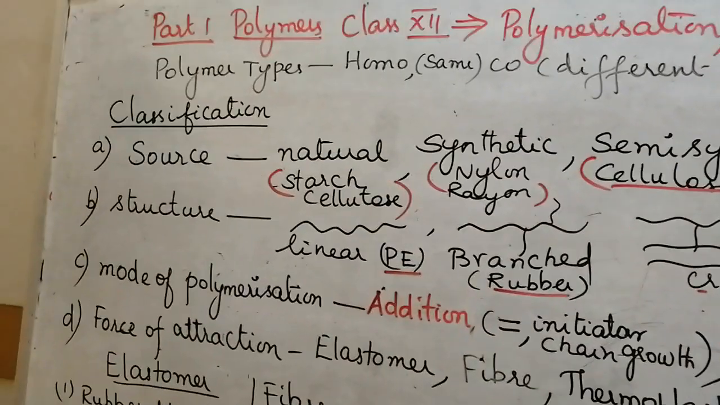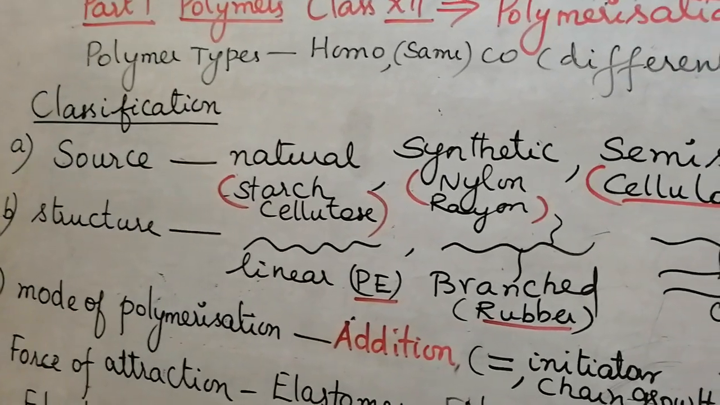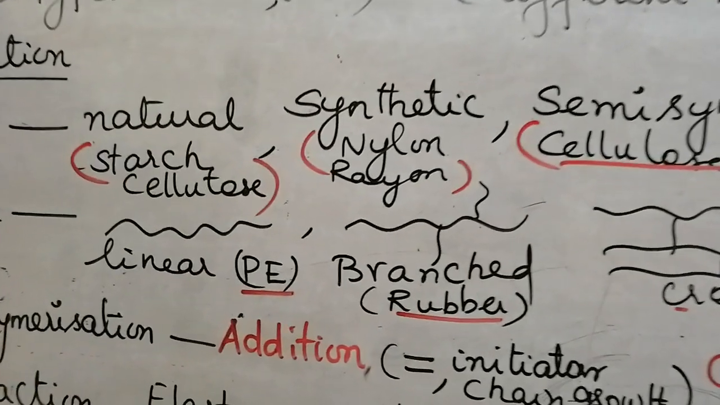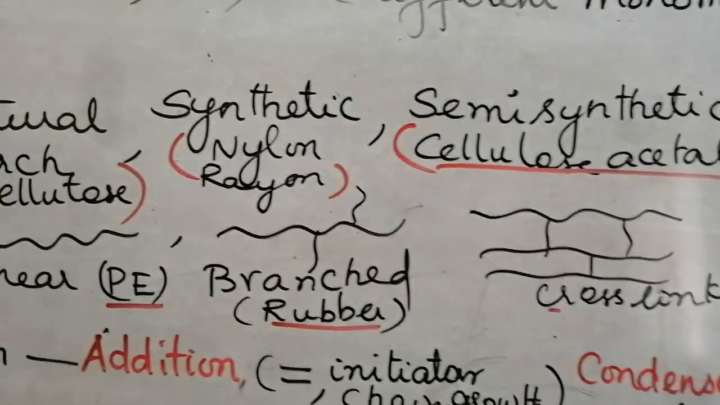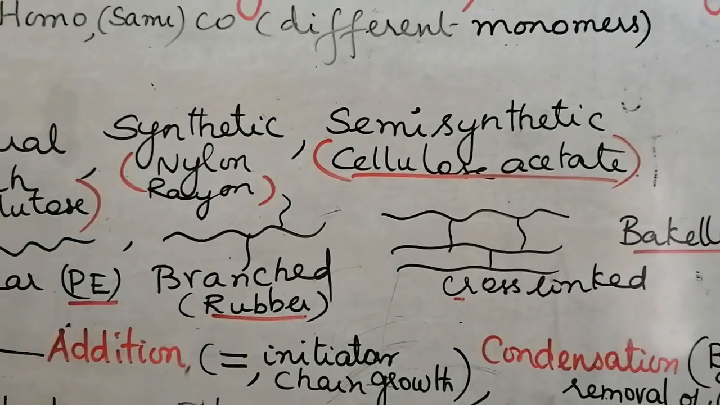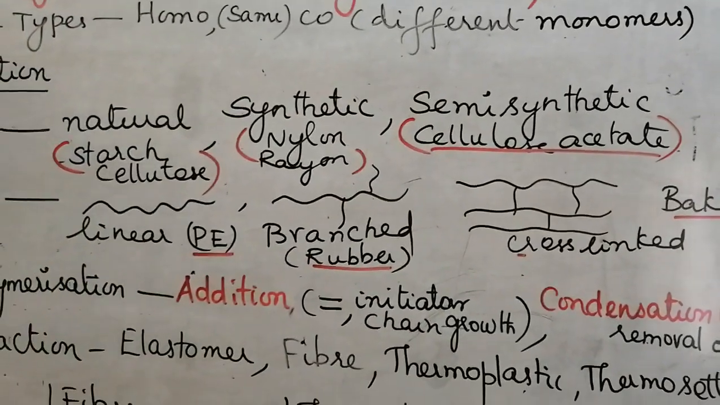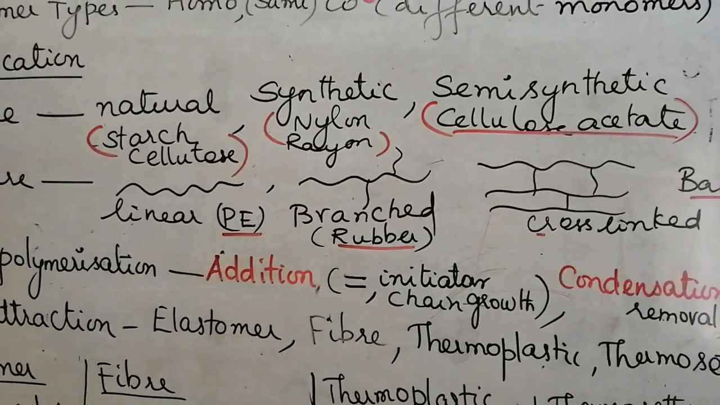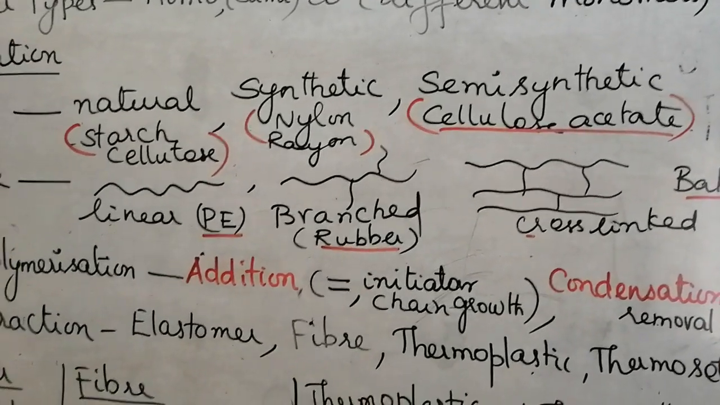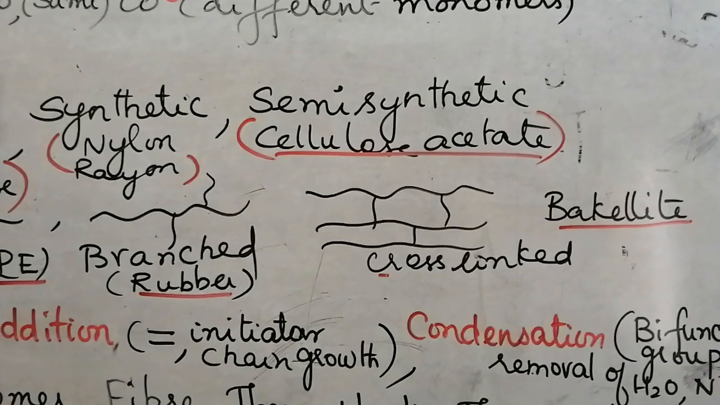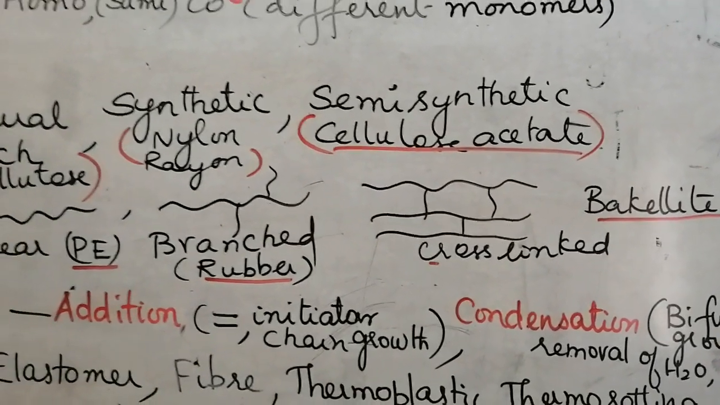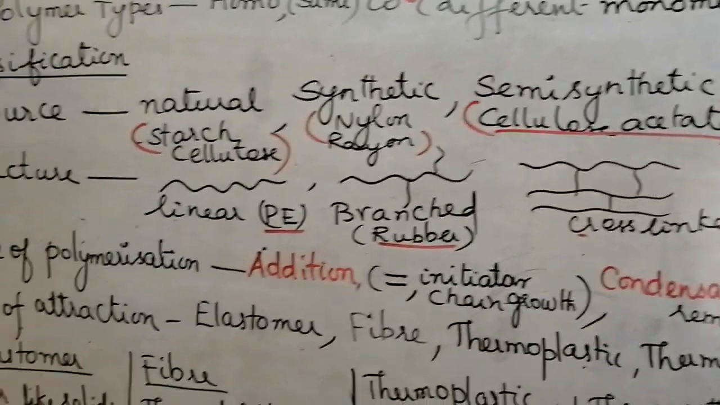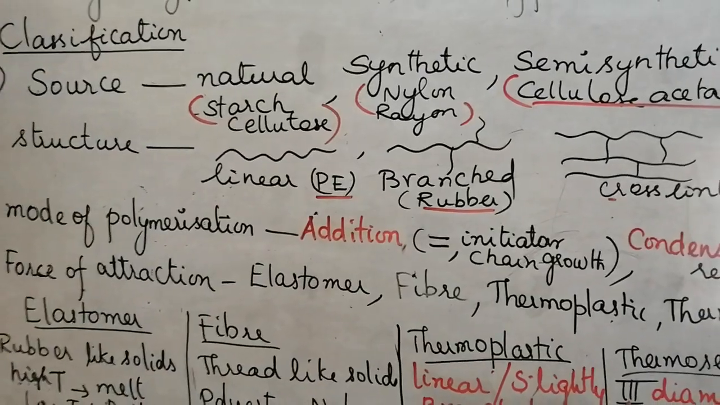Now let us go to the basis of structure. You might have seen the three structures. One is simply linear, the chain is going straight. The second one is slightly branched. The third one is cross-linked, a three-dimensional cross-linked network solid. The first one, linear, examples are polythene and PVC, polyvinyl chloride. Branched polymer: natural rubber is an example. Cross-linked: bakelite is an example, which is used for making switchboards and handles of cookers and iron box handles. They are all made up of bakelite.